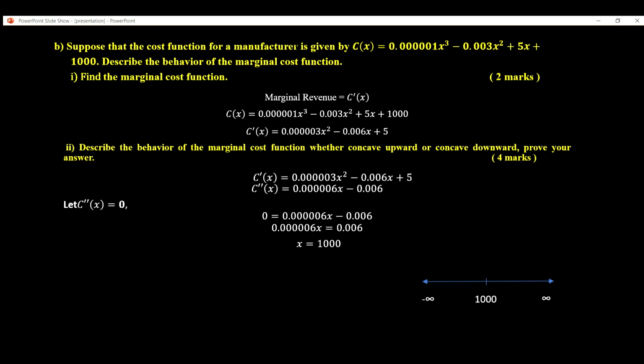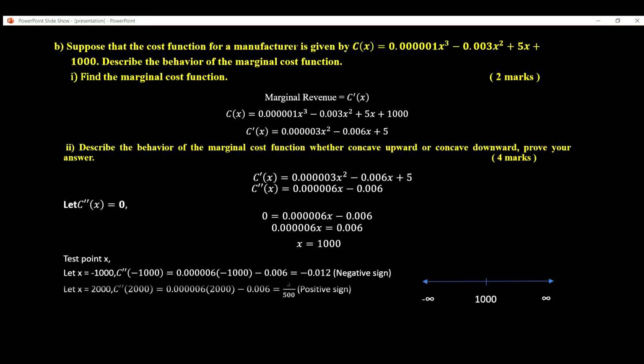Then we put in a number that is smaller than 1000, for example, negative 1000, and substitute it in the second derivative, and we got the answer negative 0.012, which is a negative answer. And we also have to put in a number that is greater than 1000, let's say 2000, and we got the answer 3 over 500, which is a positive answer.